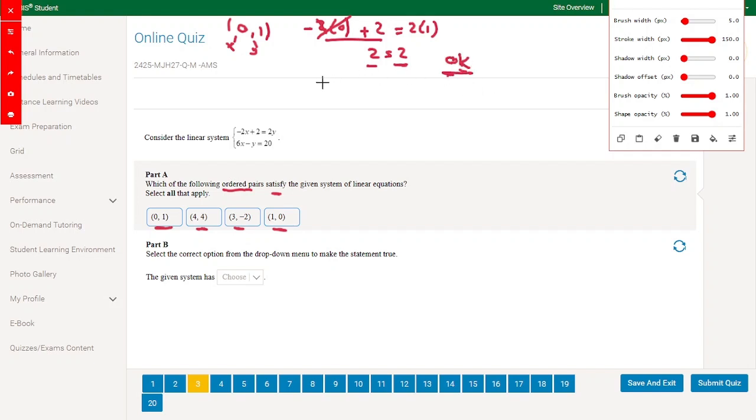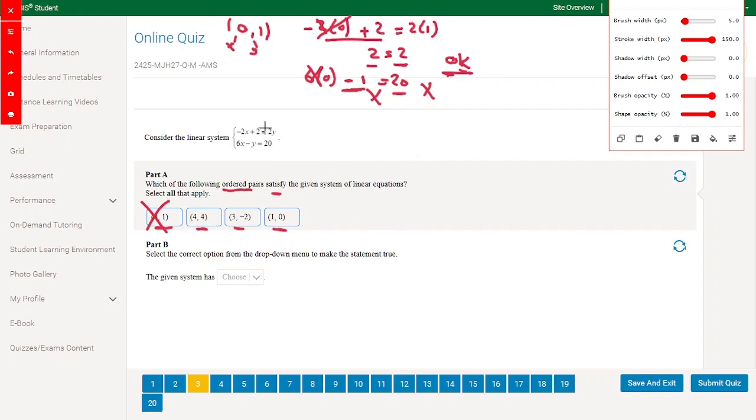Okay, now we'll take the second equation. We have 6 times 0 minus y, we said y is 1, right? Equal to 20. Here 6 times 0 minus 1, the left hand side of the equation does not equal 20. No, so this point will not satisfy the linear system. So this point is wrong.